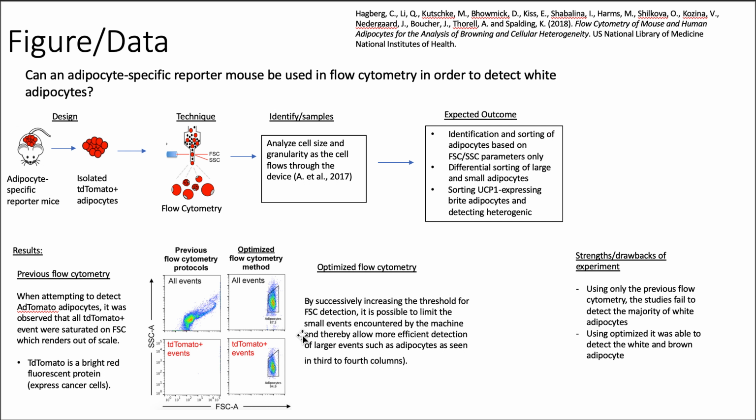The strengths and drawbacks of the experiment are that if we were to use the previous flow cytometry, then the studies failed to detect the majority of the white adipocytes. As you can see on the bottom left side, we don't have any white adipocytes. But when we use the optimized flow cytometry method, we are able to detect the white and even brown adipocytes.